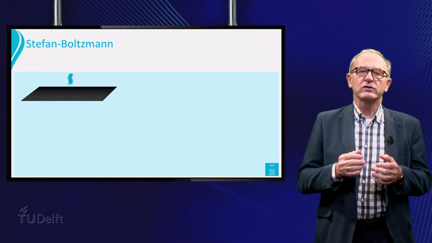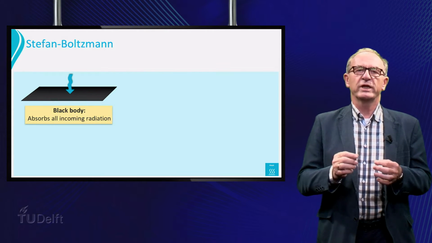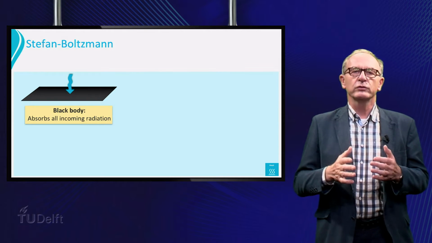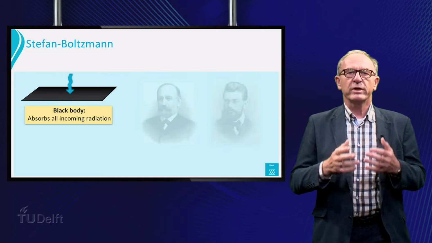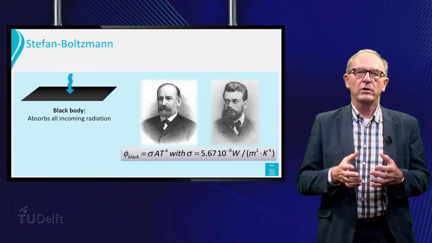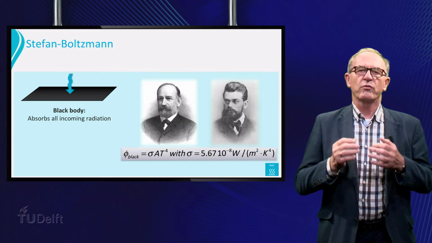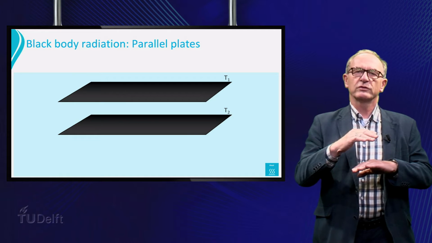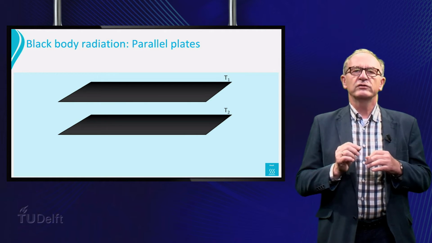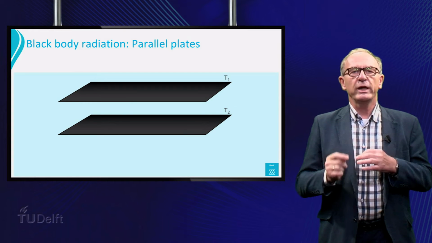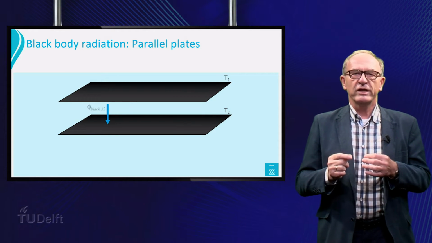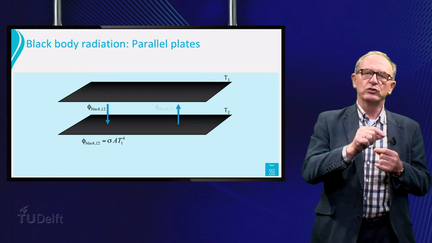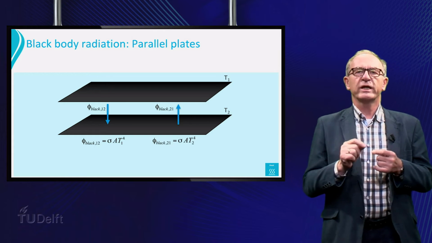We have seen in the previous lecture that a black body is an object that absorbs all the incoming radiation, and that the heat flow as a result of radiation can be described by Stefan-Boltzmann's law. To illustrate the contribution of black body radiation, we take two parallel plates with equal surfaces. The net radiation phi black can be obtained by looking at both surfaces. So the radiation from 1 to 2 is equal to phi black 1,2, and from plate 2 to 1 equals phi black 2,1.